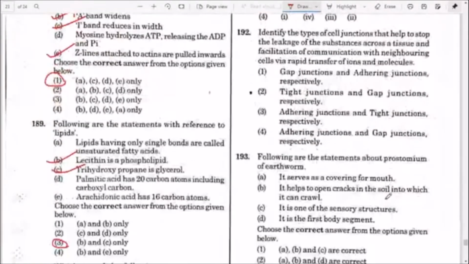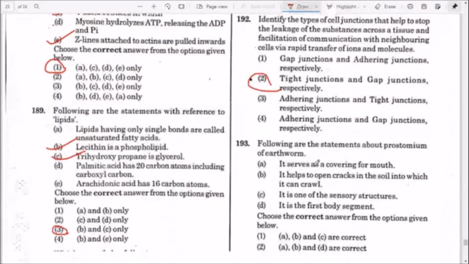Next, question number 192. Identify the types of cell junctions that help to stop the leakage of substances across a tissue and facilitate communication with neighboring cells via rapid transfer of ions and molecules. It is tight junctions and gap junctions respectively. Option number 2 is the correct option, students.